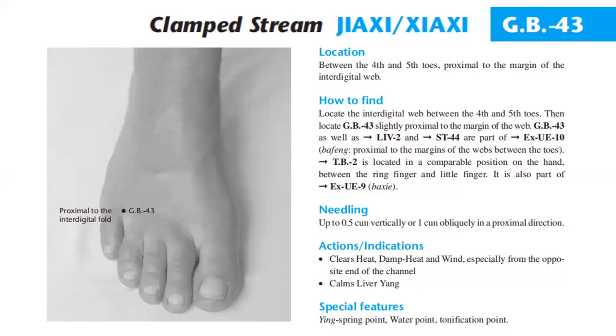GB43, as well as Liver 2 and Stomach 44, are part of the EX-LE10 Bafeng, proximal to the margins of the web between the toes. TB2 is located in a comparable position on the hand, between the ring finger and little finger. It is also part of the EX-UE9 Baxie.